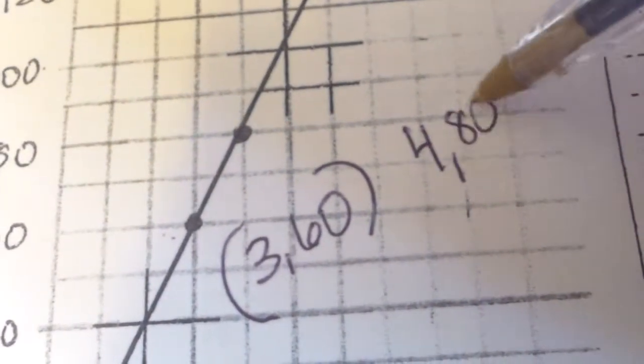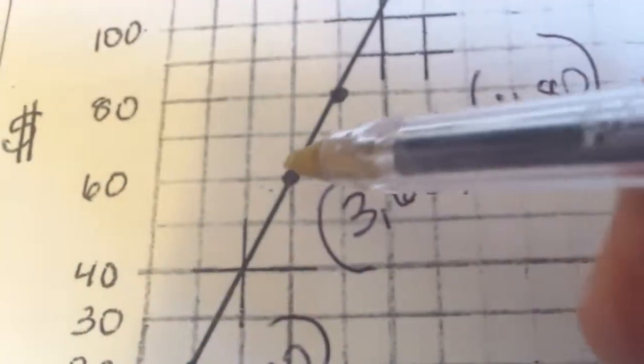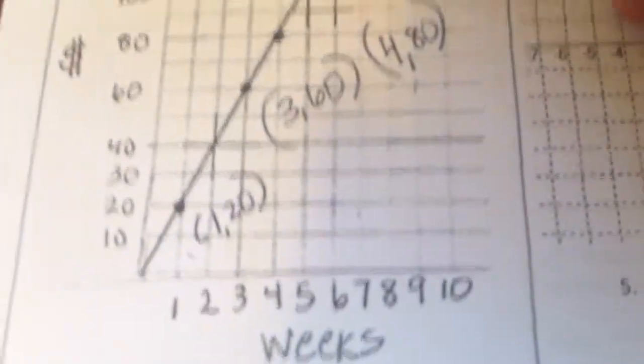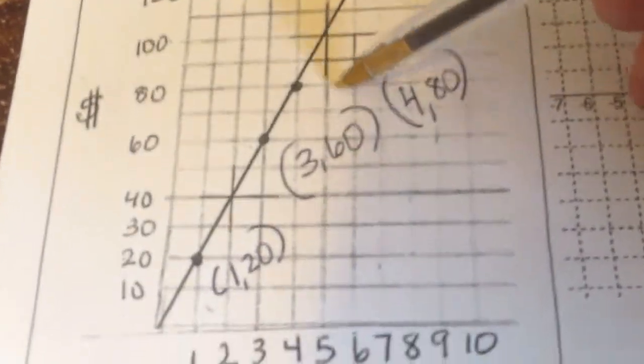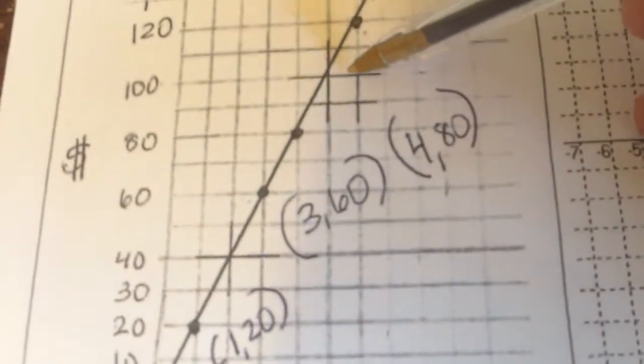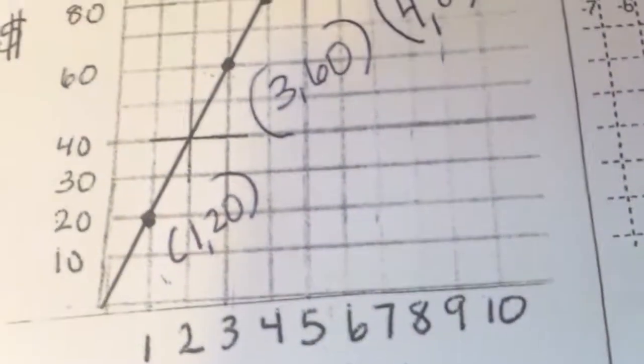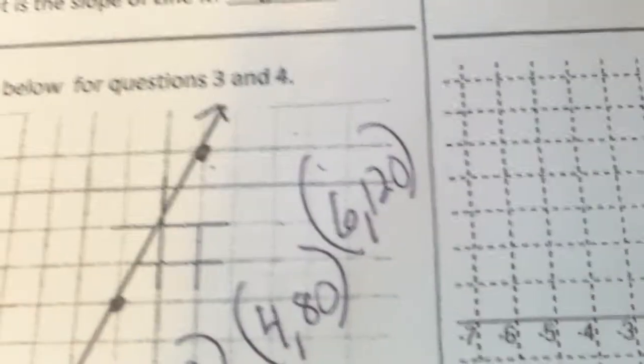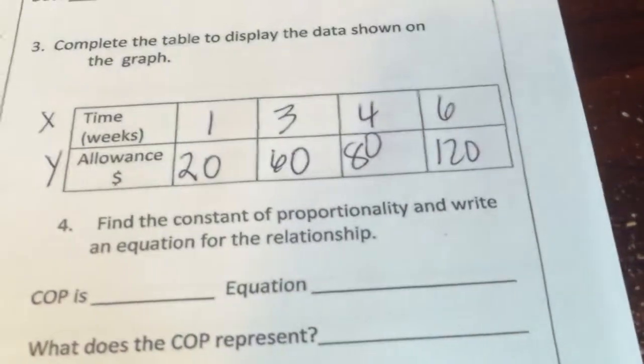Now remember, we're not doing slope right now. We're just finding the x and y coordinates of each distinct point. And lastly, this point here has x and y coordinates of 6, 120. So I have 120 already. Then I have 360, 480, and 6, 120 that I'm going to fill in on my chart. So there's the data from the graph.